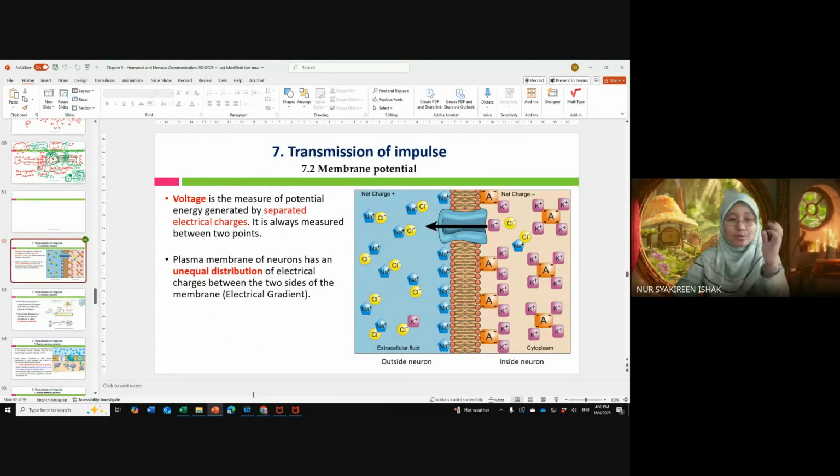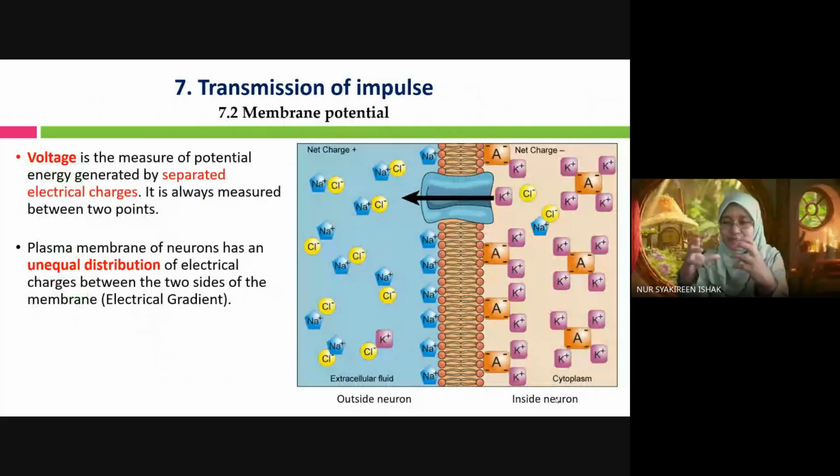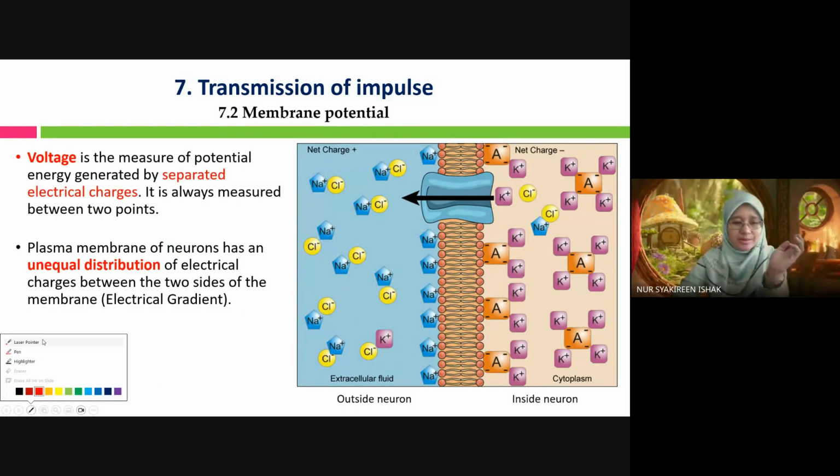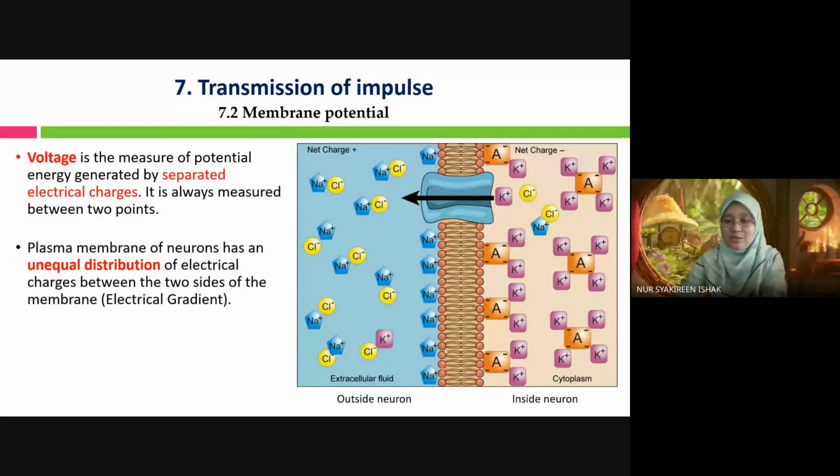Okay, so let's move on to this slide here. We know a neuron is capable of generating electrical impulse. It is due to the movement of ions in and out of the cell. Now we want to look at all these terms here. It says here membrane potential. So what is membrane potential? Membrane potential is when there is a difference in charge between inside and outside of the cell.